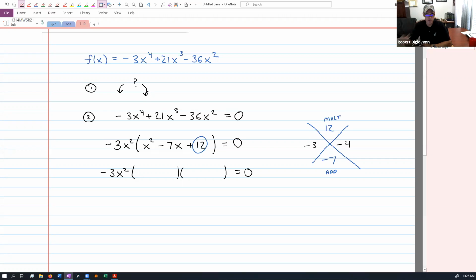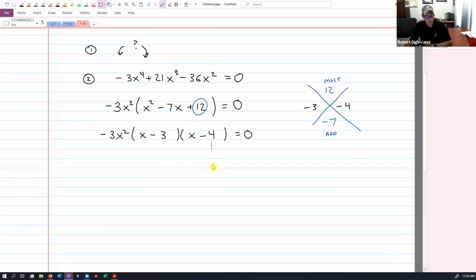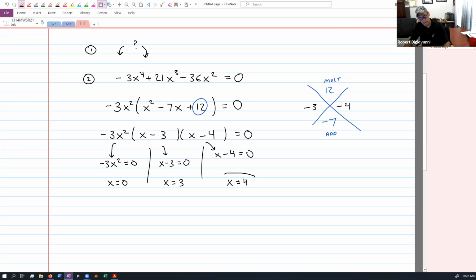Very good. So that means that this will break down to be x minus 3, x minus 4. And then you can just set each of these equal to 0. So if you set that equal to 0, set that to 0, set that to 0, you should get 3 answers, 0, 3, and 4. Those are your x-intercepts.